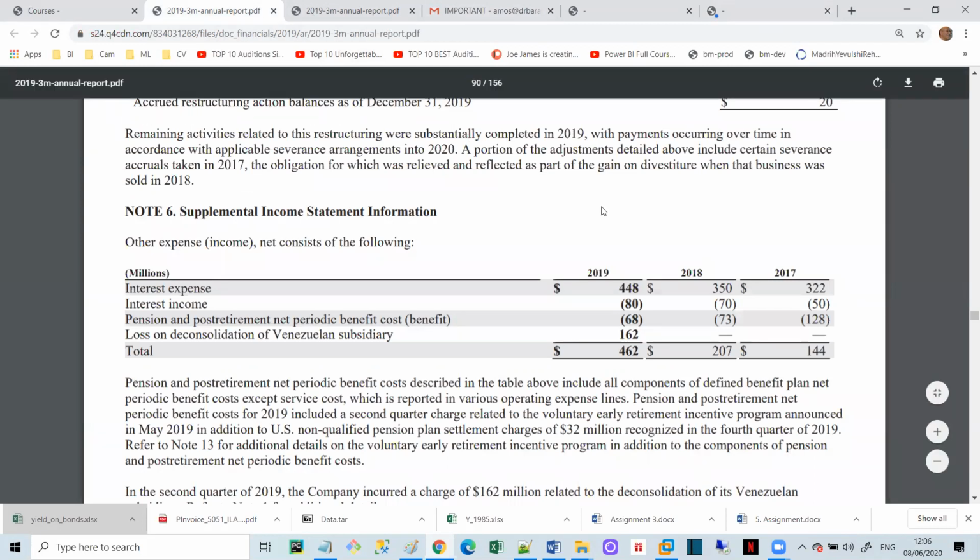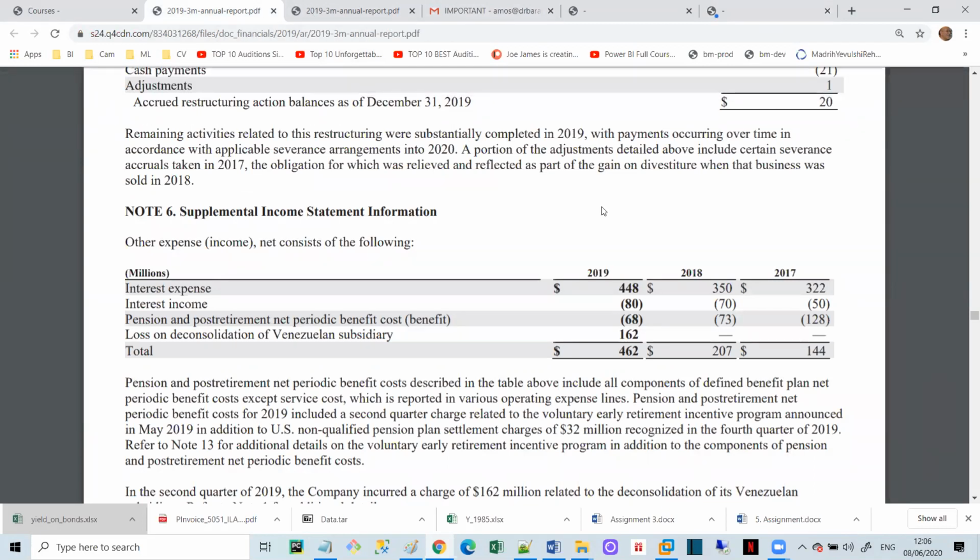If it says interest expense and it's 448, it's positive. And interest income, if it's in brackets, is it not negative? It's a negative, it means... Expense is a negative, so you would add them? Yeah, but it's negative because it's an income. So this is expense, this is income, so I took the difference. You got it? It's a good question, by the way.